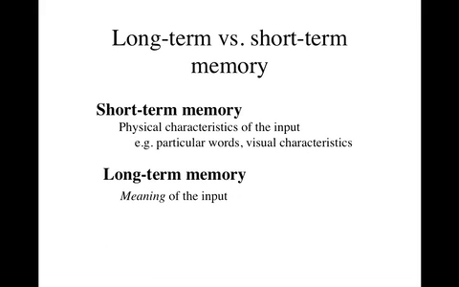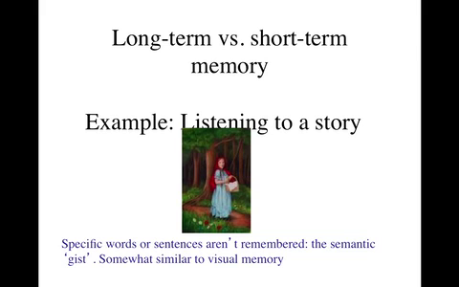What's the difference between short-term memory and long-term memory? Well, short-term memory is encoded in terms of the physical characteristics of the input. So it's much more specific to the particular way in which the information was conveyed to you. You can remember specific words. You can repeat an entire sentence. You may remember the intonation. You may remember visual characteristics of information you saw, whereas long-term memory is abstracted away from this to the meaning of the input. And we saw an example of that in the case of a story.